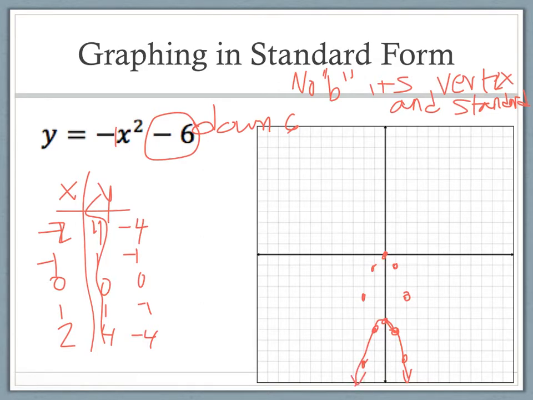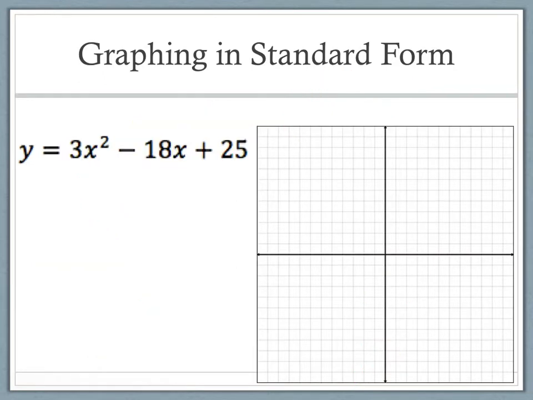The big thing about this one is when the b term is 0 or it doesn't have a b term, it's already in vertex form, so you don't have to worry about converting it since it's technically already in vertex and in standard form. All right, let's take a look at this one.